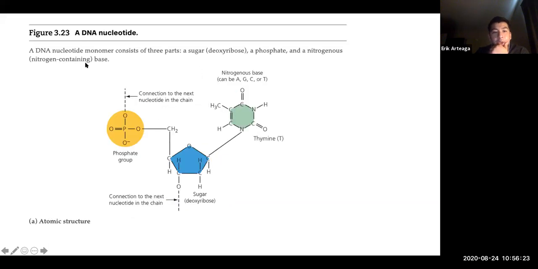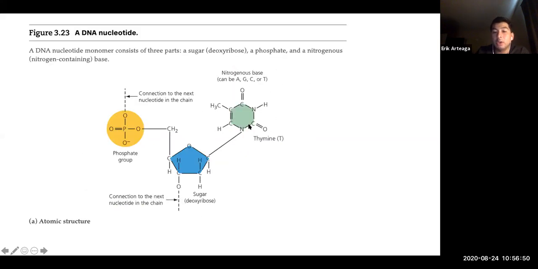All right. So here's a nucleotide, and we have a DNA nucleotide monomer. It consists of three parts. We have a sugar, right? We have ribose here. Again, this is going to be in water, so it'll be that circular shape. We have a phosphate group. This connects to the next nucleotide here. So a phosphate group will bind here. So this phosphate will link to another sugar at that carbon here.